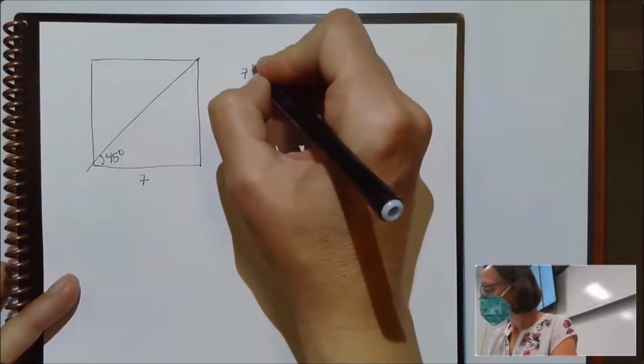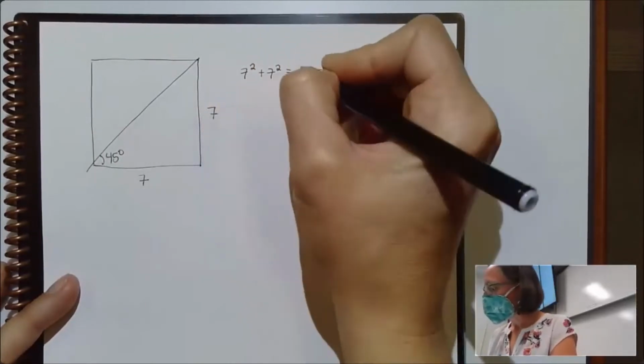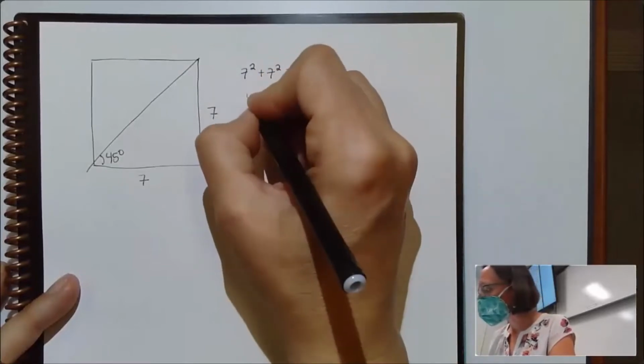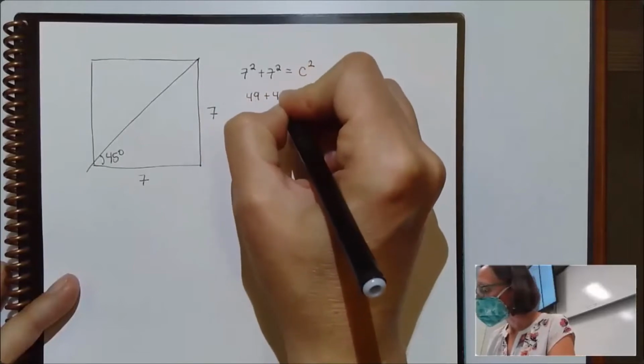But I would have 7 squared plus 7 squared is equal to c squared. I'm going to do it. 7 squared, that's 49 plus 49.